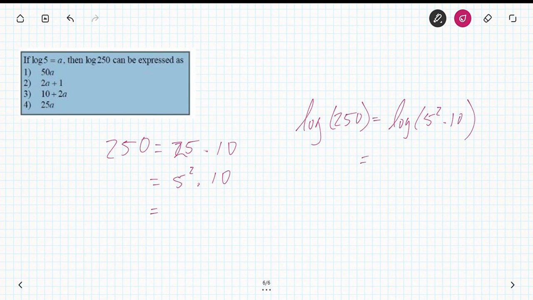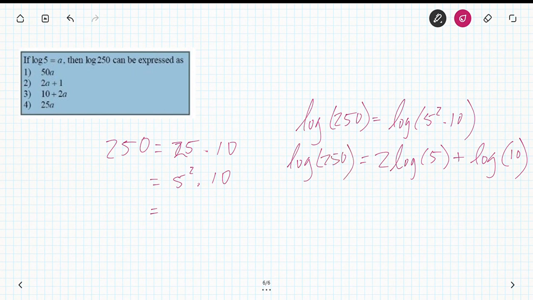Okay, we can express this as a sum. So we can say that 2 times the log of 5 plus the log of 10 is equal to the log of 250. Alright, so now let's see. At the beginning of this video, I said that if the base is not explicitly given, you will assume that the base is 10. So let's write a 10 right there as my base.